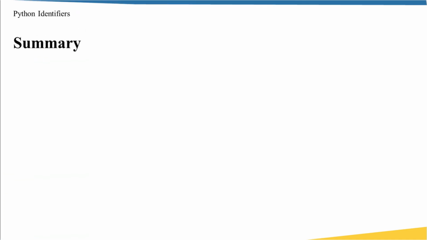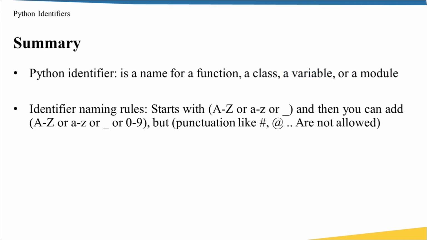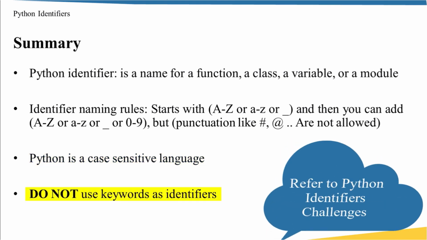Now let's recap what we have learned in this lecture. First of all, we have defined what a Python identifier is, and we said that it's a name for a function, a class, a variable, or a module. Also, the naming rules have been explained, and we found that the identifier should start with a capital letter A to Z, or a small letter a to z, or an underscore, and then you can add another letter or digit. Punctuation is not allowed to be used. And also we found that Python is a case-sensitive programming language. And I give you a big warning here: don't use keywords as identifiers.